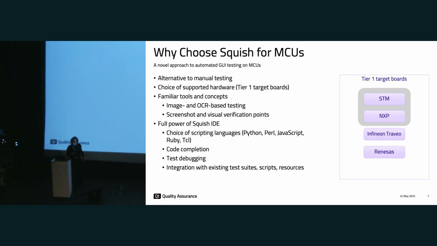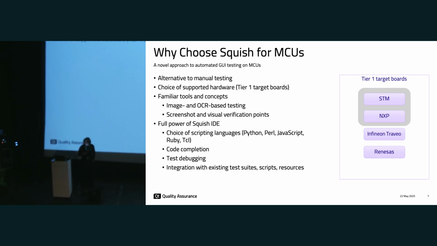Okay, so why would you want to choose Squish for testing user interface on MCUs? The very simplest answer to that is that it's the alternative to manual testing. As the classic quip goes, if you really want to annoy and frustrate people at your workplace, have them do tons of manual testing. Nobody wants to do that. And for Qt Ultralite, it is actually the only alternative to manual testing on the market.